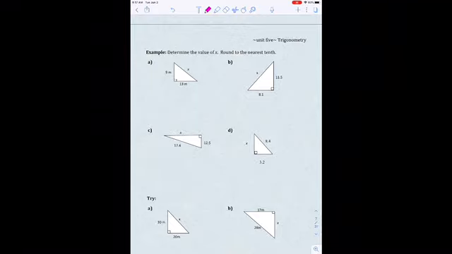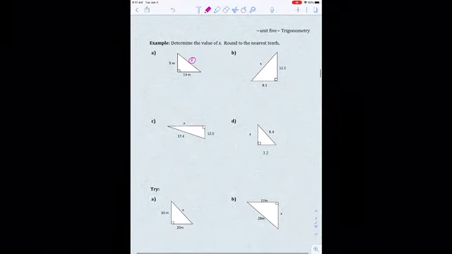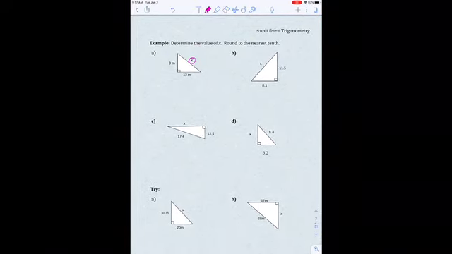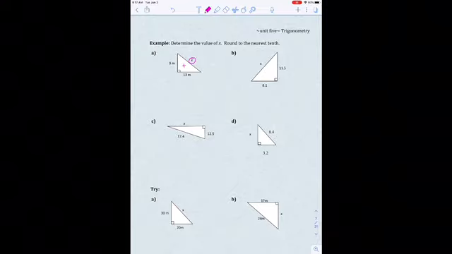Determine the value of x, rounded to the nearest tenth. So here we're missing the hypotenuse, so we're going to add right away. I know I've got my 2 smaller sides, and I'm looking for the bigger one. So the sum of the squares of the legs will equal the square of the hypotenuse. I know I'm going to add 9 squared plus 13 squared, which is equal to x squared.